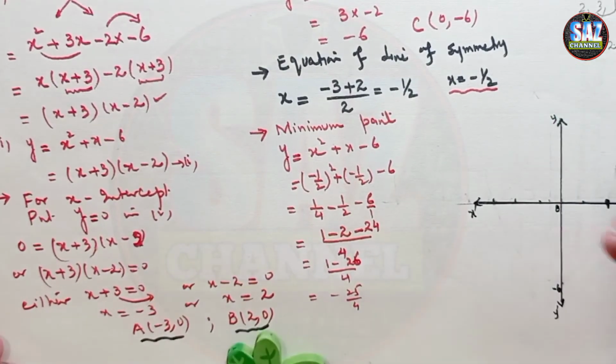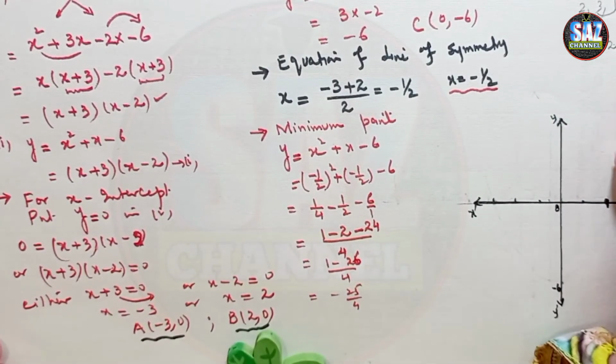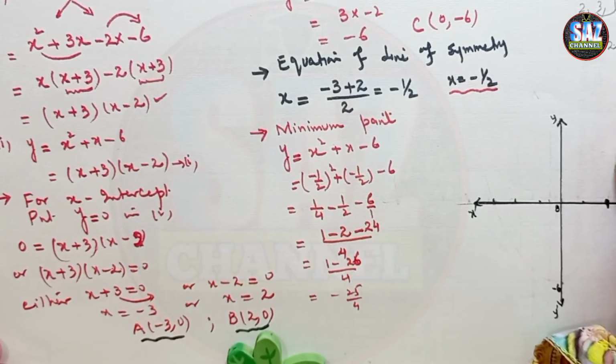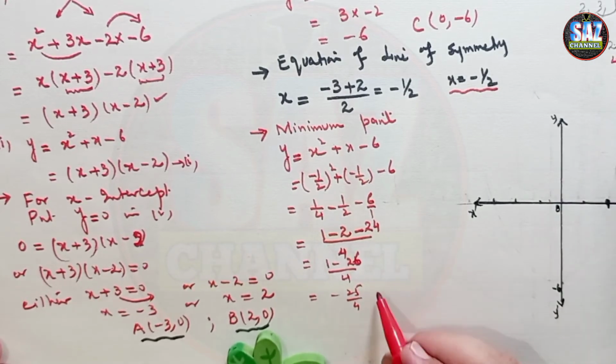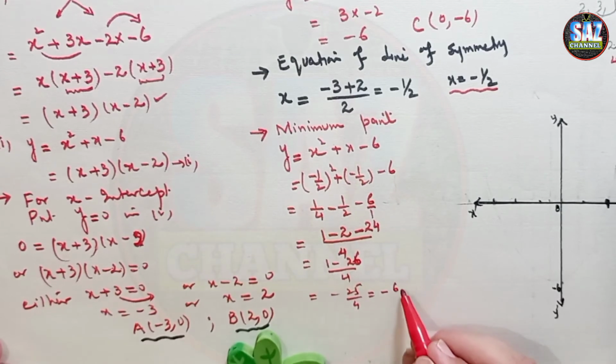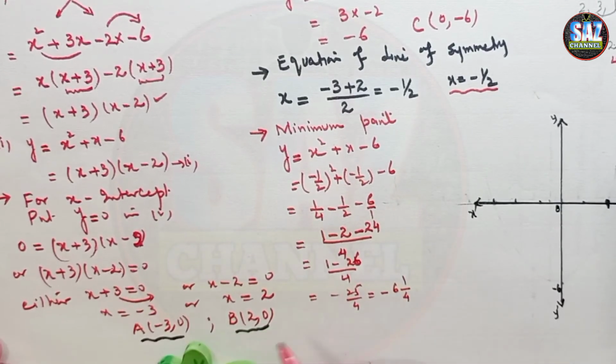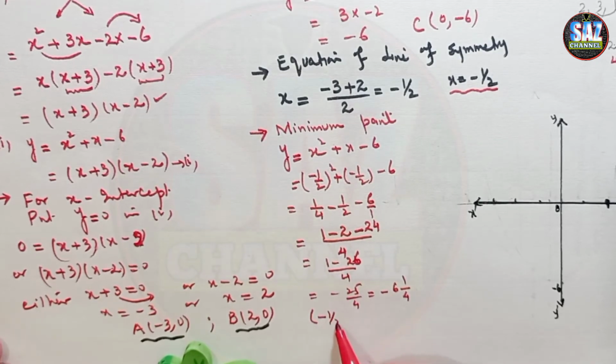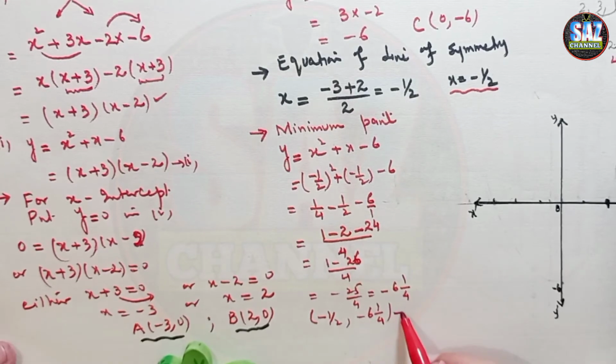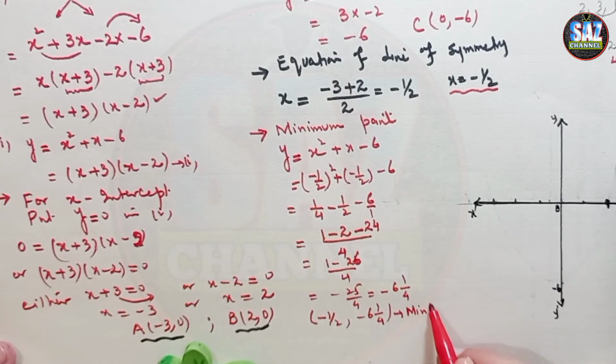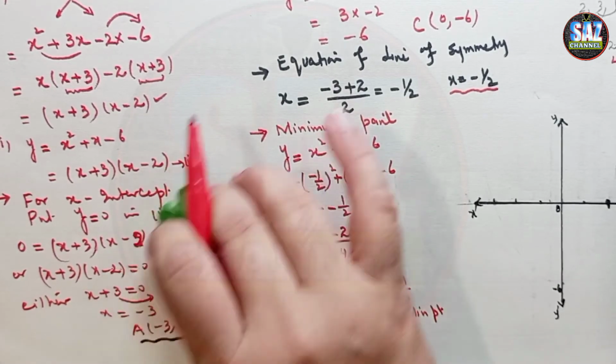So I have to divide. I will be advising my students to learn mental calculations, because these questions can come in paper 1. 4 6s are 24, and 1, so this is minus 6 whole 1 by 4. So the minimum point will be minus 1 by 2 and minus 6 whole 1 by 4. This is the minimum point, and let me underline this.